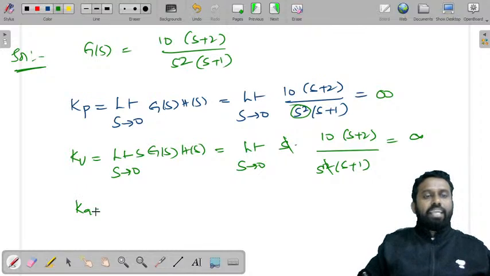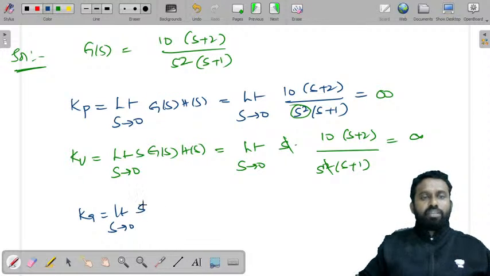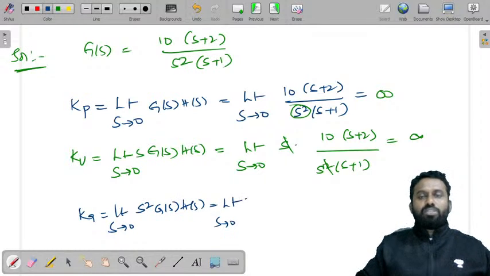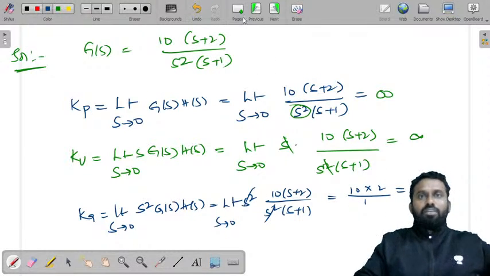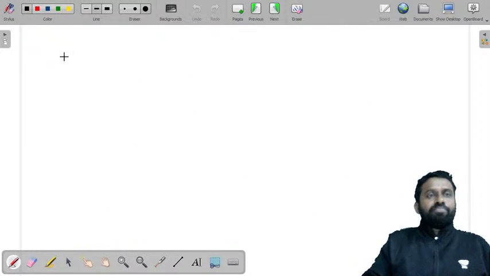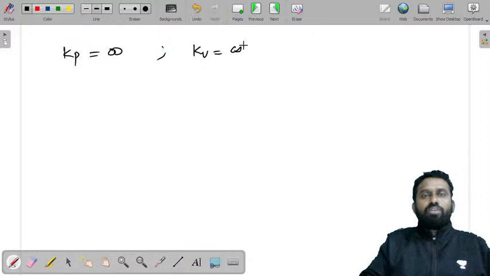Now let's write Ka. Ka is equal to limit s tends to 0, s square into g of s into h of s. Apply limit s tends to 0, s square into 10 into (s plus 2) by s square into (s plus 1). You can cancel this and apply s equal to 0. This is 10 into 2 by 1, so this is 20. So we got Kp equal to infinity, Kv also equal to infinity, and Ka equal to 20.